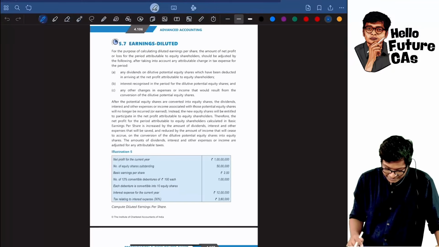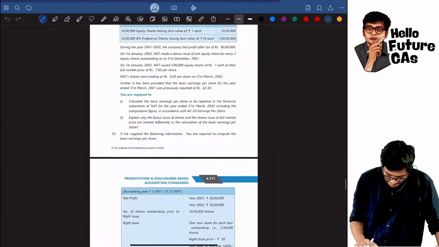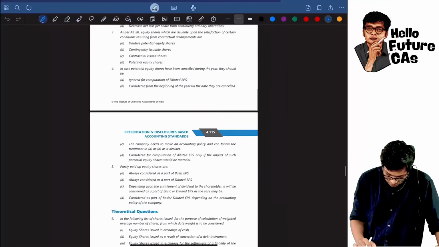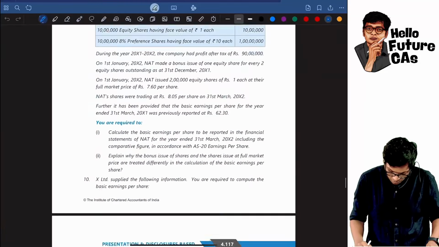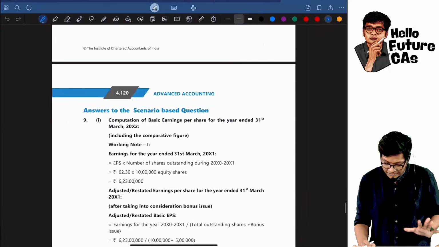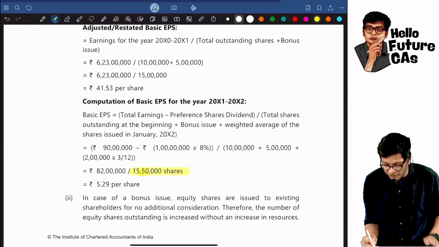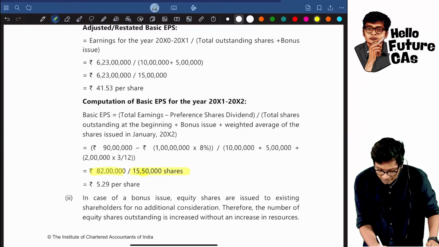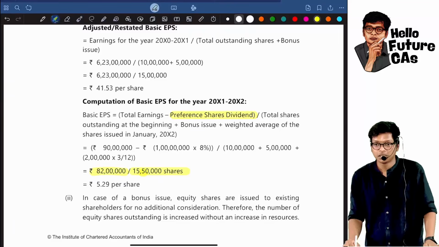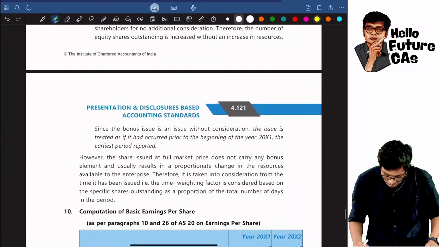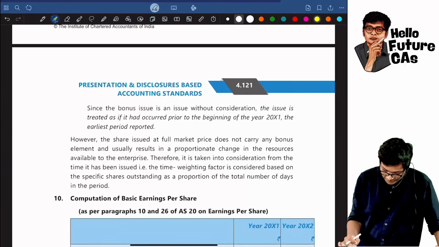Let me quickly check the answer in the study mat, to see where we have missed it. Test your knowledge 9. Okay, question 9, I'm just checking. Mostly the difference would be that they reduce the dividend. Look at this, our WANES is the same, 15 lakh 50,000, so we have not made any mistake. But in the numerator they have reduced the preference dividend. Maybe they would have given some comment. Okay, they have not given any.